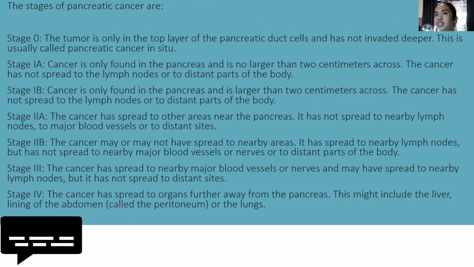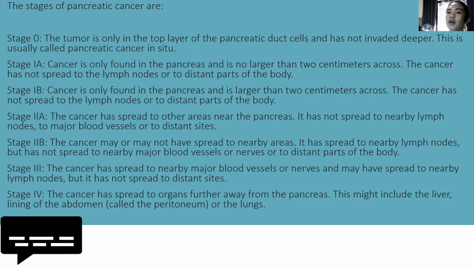These are the stages of pancreatic cancer. In stage 0, the tumor is only in the top layer of the pancreatic duct cells and has not invaded deeper. This is usually called pancreatic cancer in situ. In stage 1A, cancer is only found in the pancreas and is no longer than 2 centimeters across. The cancer has not spread into the lymph nodes or to any distant parts of the body.